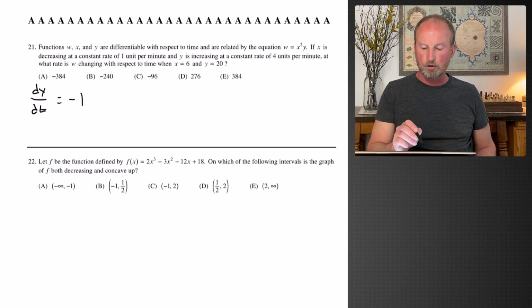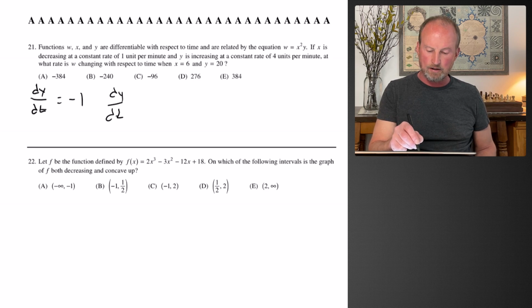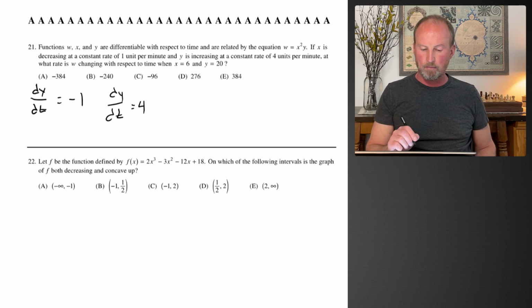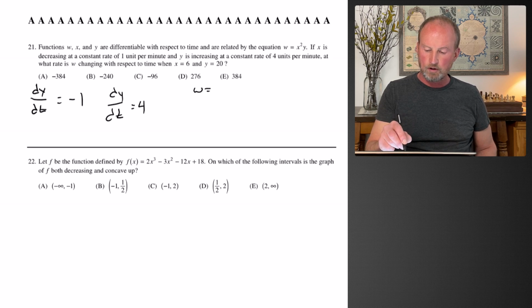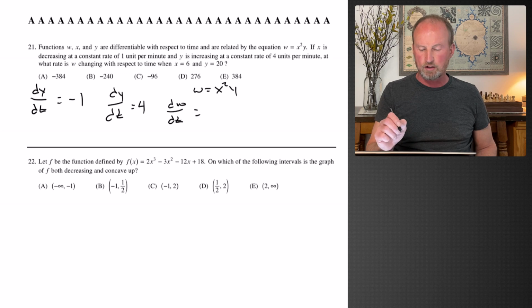Okay. The rate of y, dy dt, is increasing at a rate of 4 units per minute. Find the rate of change. Find dw dt when x is 6 and y is 20. Okay, so looking at my equation, w equals x squared y. I see a product rule. So w prime, which I don't really want to write w prime because that's not good notation, so I'll write dw dt.